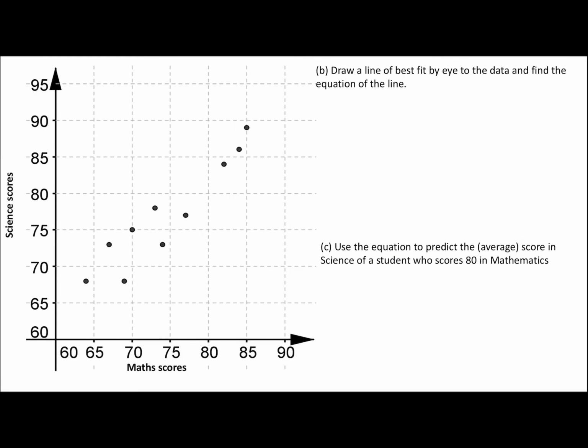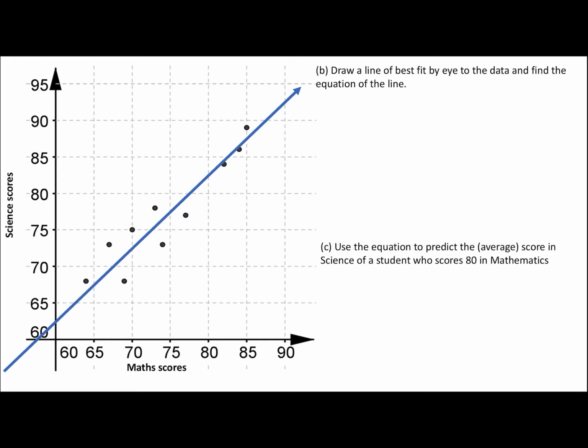Part B. Draw a line of best fit by eye and find the equation of the line. We have already learned how to draw a line of best fit by eye. So draw a line which distributes these dot points evenly. So in this case, 5 above and 5 below. Now the next part of the question is find the equation of the line.